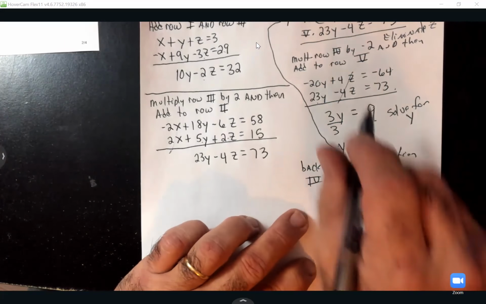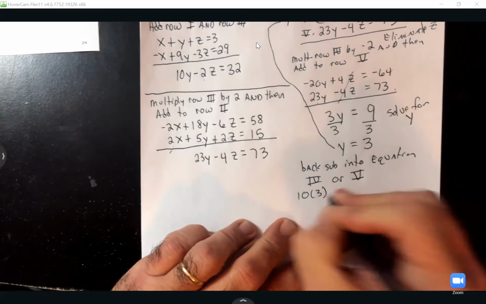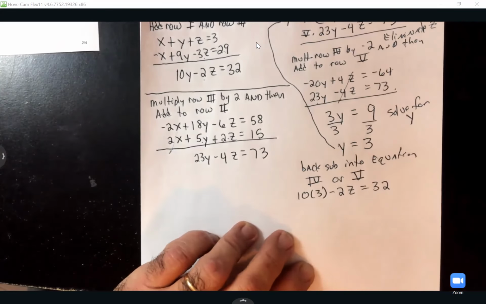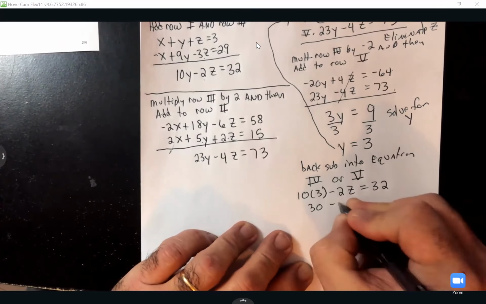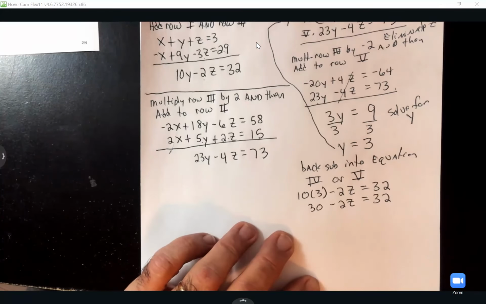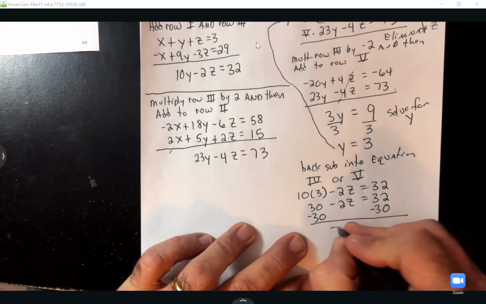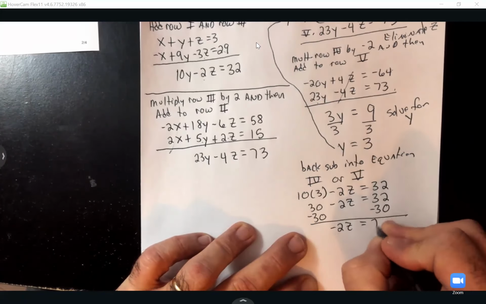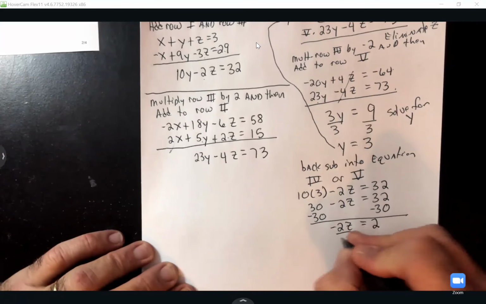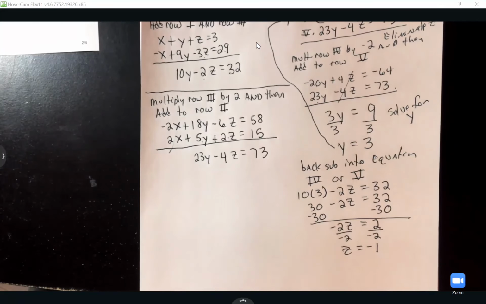So here I'm going to make y equals 3. I'll just use the top one. So I got 10 times 3 minus 2z equals 32. Solving that, that's going to be 30 minus 2z equals 32. I'm going to subtract 30 from both sides. -2z equals 2. And then y'all, I'm going to divide by -2, so that I now know z is -1.